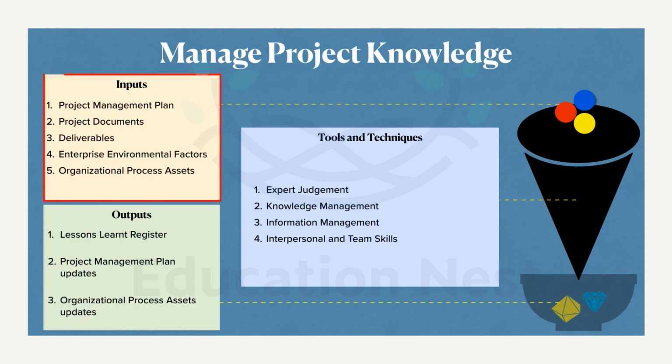Let's see the inputs. The project management plan as an input, of course. Project documents. So here, what could the documents be? The lessons learned act as an input. Project team assignments act as an input. The stakeholder register acts as an input. And the resource breakdown structure. What does resource breakdown structure mean? It talks about categorizing the available resources based on the knowledge.